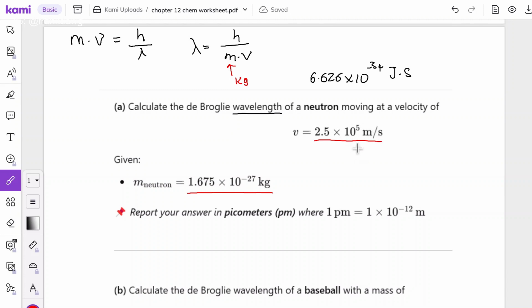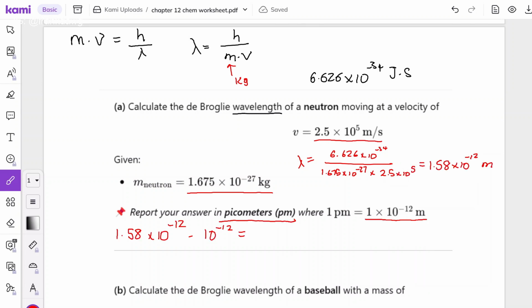So for the first one, we can just plug it in. The wavelength is equal to Planck's constant, this, divided by the mass, which is this number right here, 1.675 times 10 to the negative 27, times the velocity, 2.5 times 10 to the 5th. And we can plug it all into the calculator and get the answer.